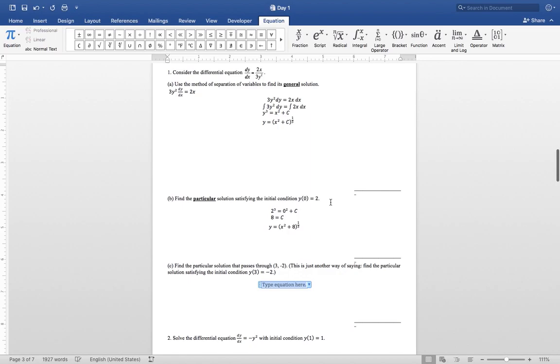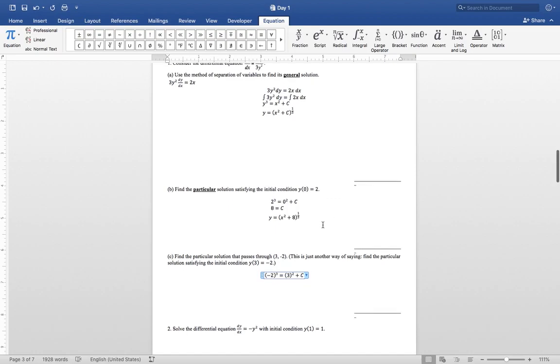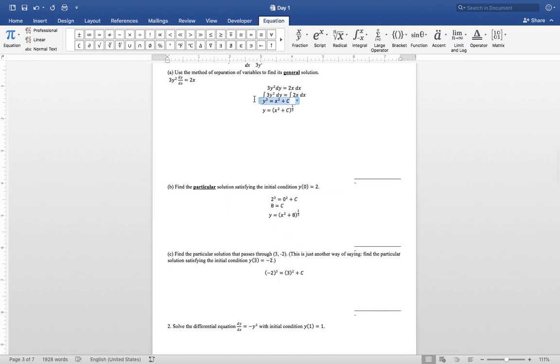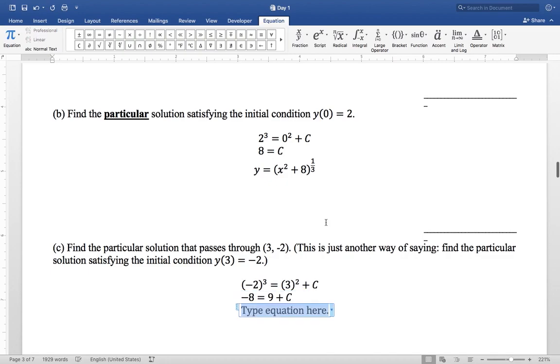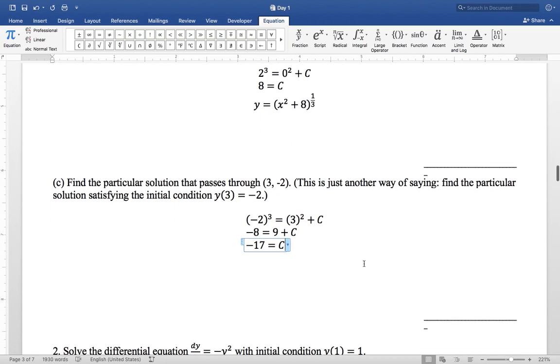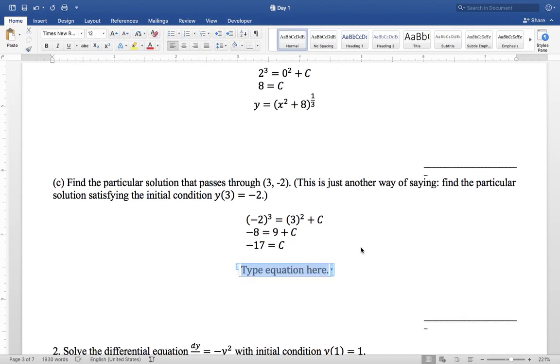replacing y with -2, I have (-2) to the third is equal to 3 quantity squared plus c. So I'm just plugging the initial condition into this equation here. If I do that, as you'll see, I get a different value for c. (-2) to the third is -8. 3 squared is 9, plus c, subtracting 9, looks like I get negative 17 equals c. So that gives me a different value for c, which gives me a different particular solution.